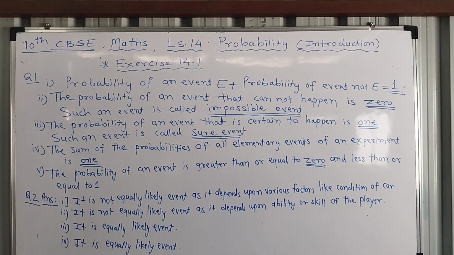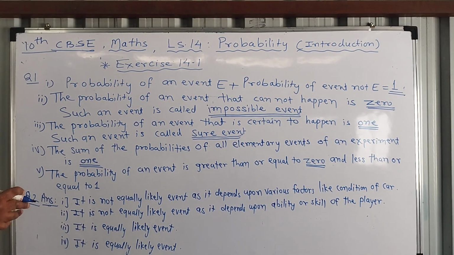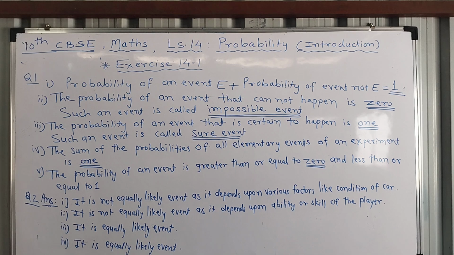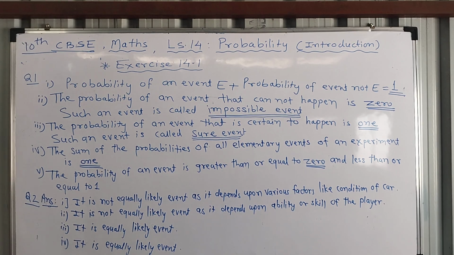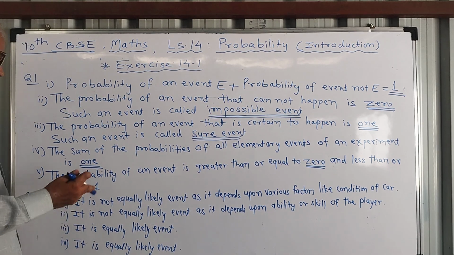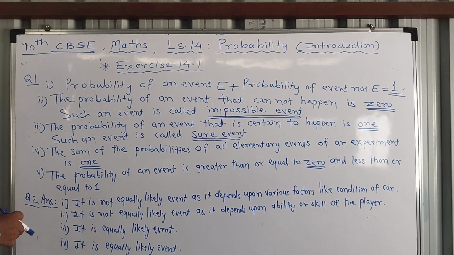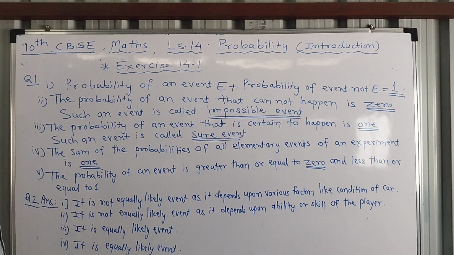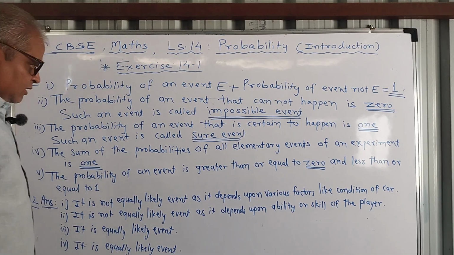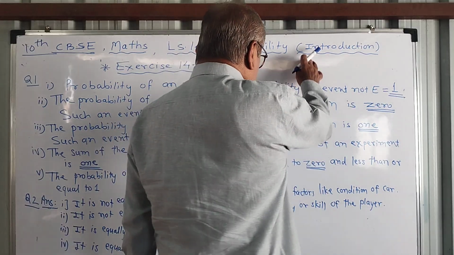The probability of an event that cannot happen is 0, and such an event is called an impossible event. That also we have learned in the summary or in the introduction. Second, the probability of an event that is certain to happen is 1, and such an event is called a sure event.